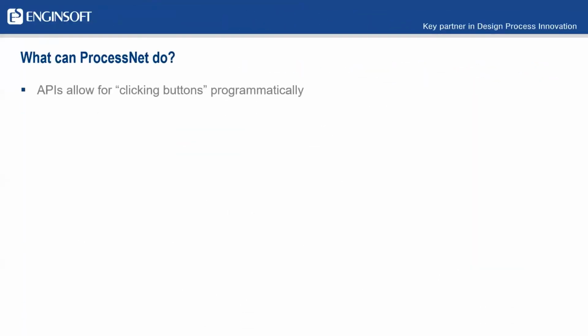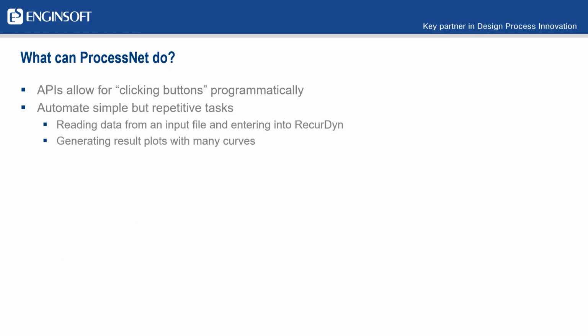So some things that ProcessNet can do, the way I like to think about it is that the ProcessNet APIs or functions essentially allow you to click RecurDyn buttons programmatically. So if there's a process that requires 10 buttons to click in succession, you can just write code to do that for you, and not have to worry about each individual click. And that makes a huge difference when you have to do something a bunch of times.